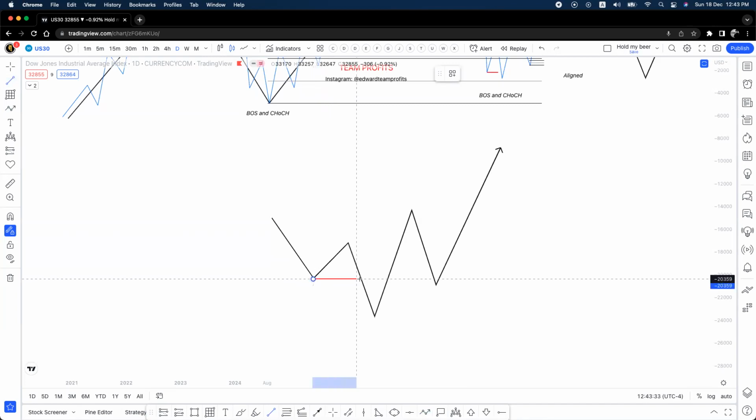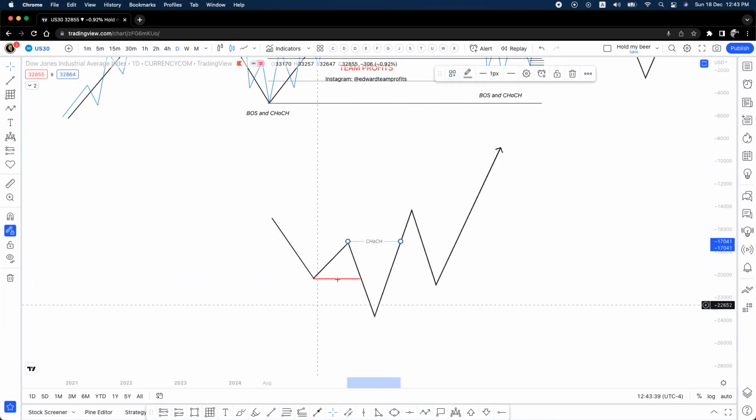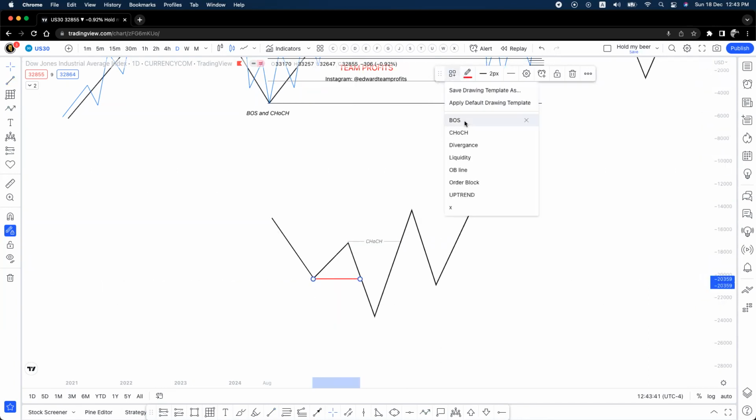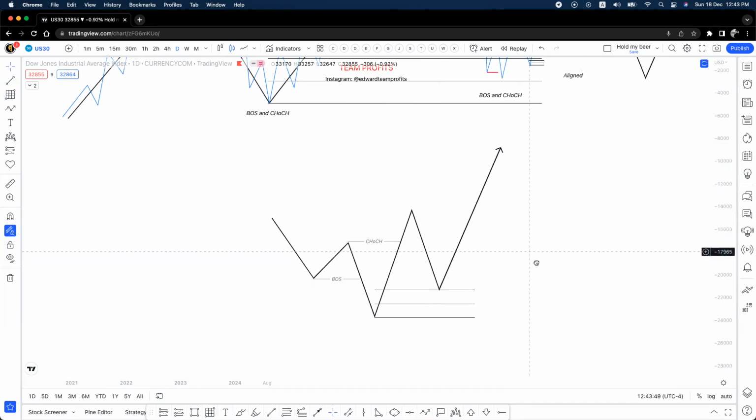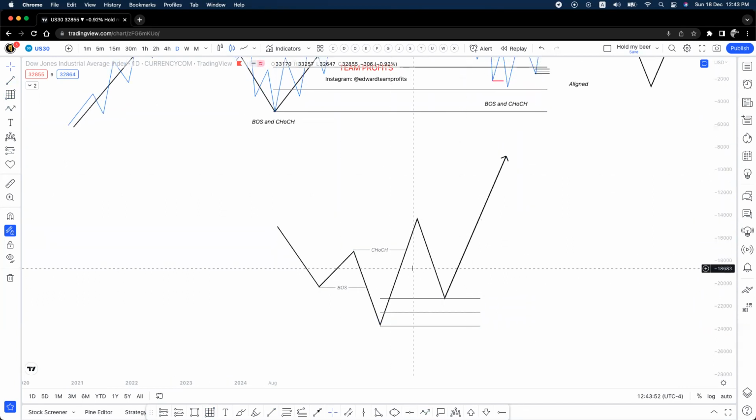This was the last BOS. This is your change of character. Then you have a potential order block somewhere here. So this is what you're going to be looking for in every time frame. When the price is touching or mitigating this OB, you're going to pay attention in the smaller time frame, and most likely you're going to be seeing the same thing.